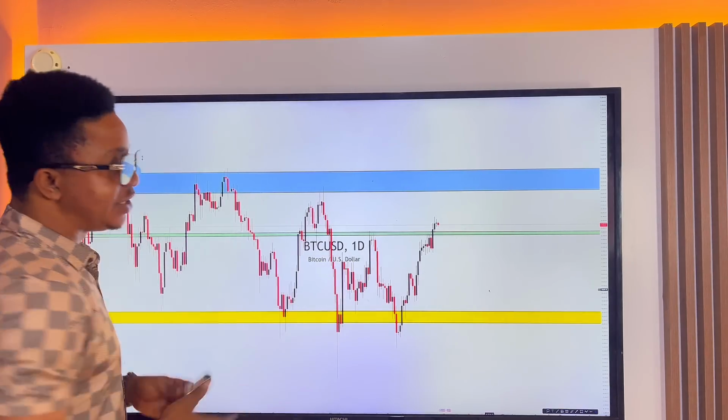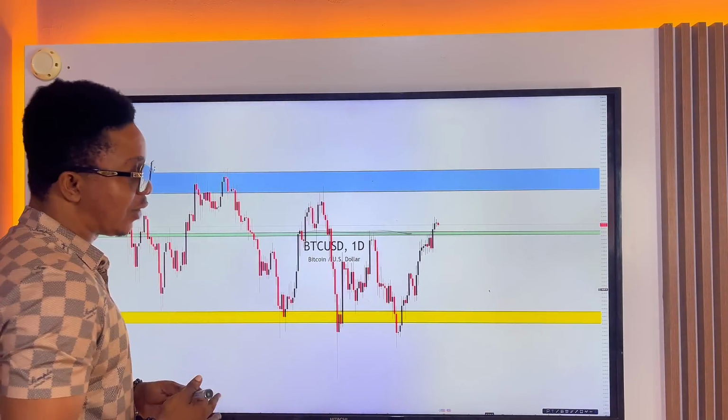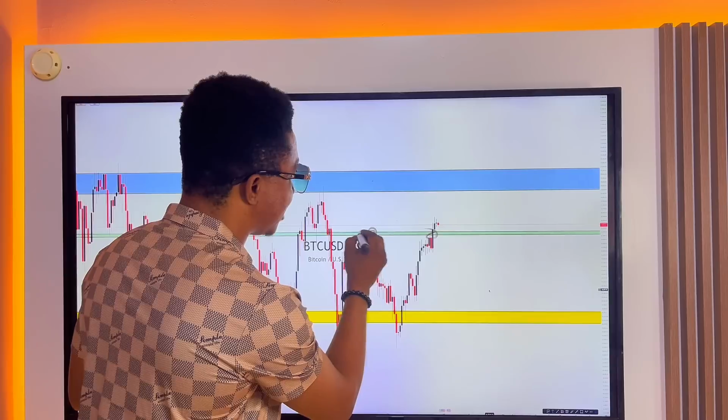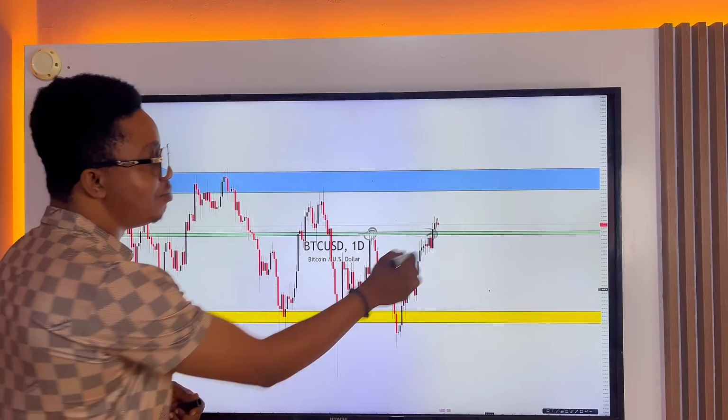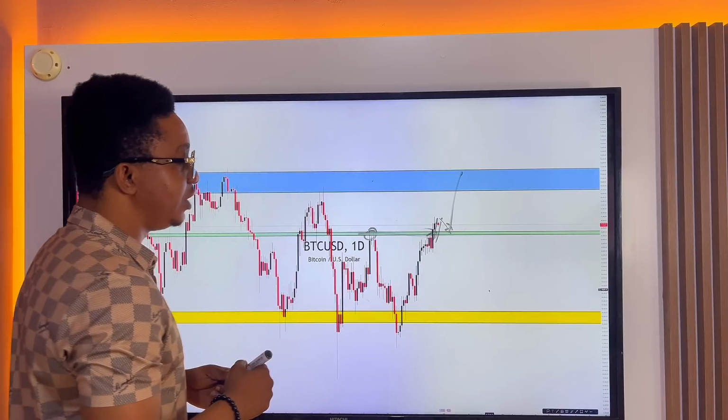Alright, so this is Btcusd on the daily time frame. On the daily time frame, we have our daily mid-range over here. What has happened in the daily time frame? Price has been able to break above this daily resistance level to the upside. Now, after a break above, what else do we expect? A retest before a continuation move to the upside as well.